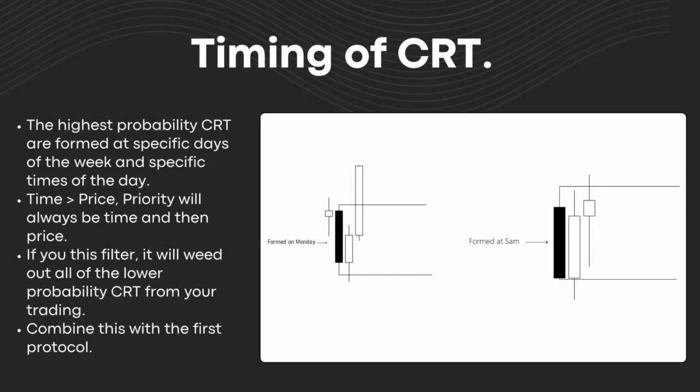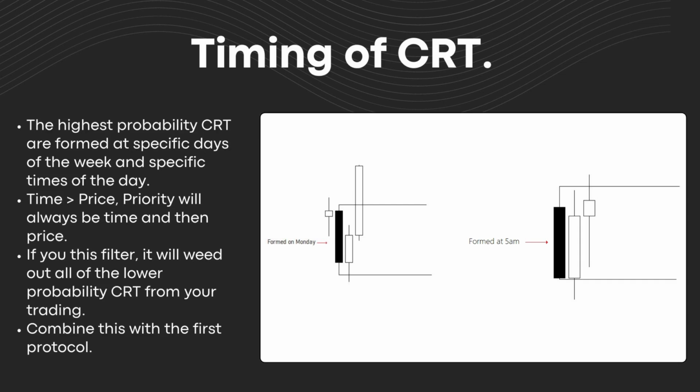Now, moving on, let's discuss the timing of the formation of the CRT first, and let's go over its details and the whole thought process behind how it works and why it is the way it is. Now, the idea is the highest probability CRTs are formed at specific days of the week and specific times of the day. And that is true because time is more important than price, right? And the expansion, distributions, and even manipulations occur at specific times, right? And the major moves always are predetermined and occur at predetermined key times, right?